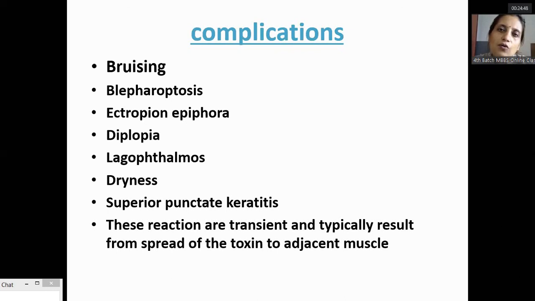So what are the complications of this injection? Bruising, meaning you will see a bluish area at the injection site. Blepharoptosis can occur. Ectropion can occur. Diplopia, lagophthalmos, dryness, superficial punctate keratitis. These reactions are transient and typically result from the spread of the toxin to the adjacent muscle.